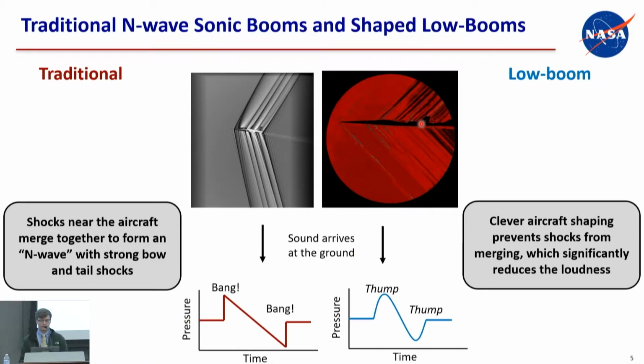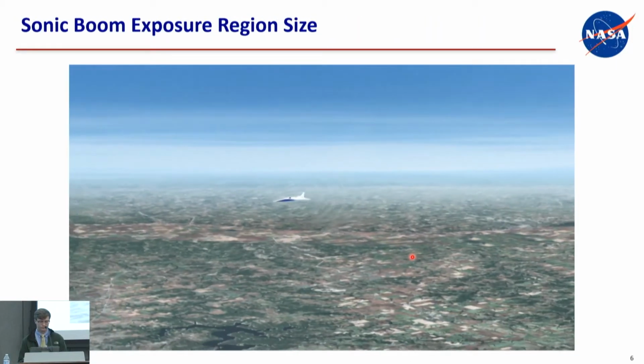But for a low boom aircraft, which is on the right, this is a Schlieren image from a wind tunnel test. There's much less shocking, much less shock type pressure. You can shape it in such a special way such that the aircraft's shocks don't merge, and instead of two loud bangs at the ground, you get a pair of quiet thumps. This reduces the loudness significantly and will hopefully be quiet enough to be acceptable for civilian overland supersonic transport.